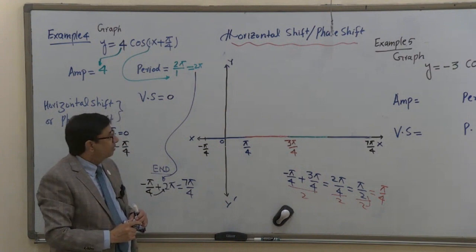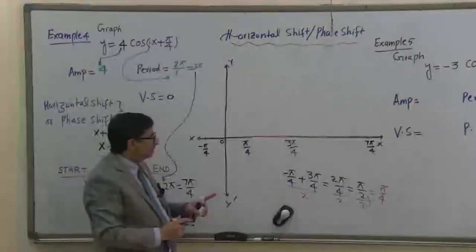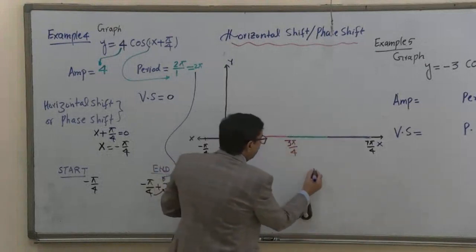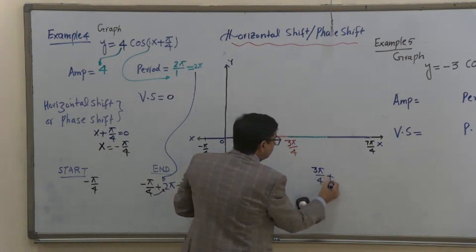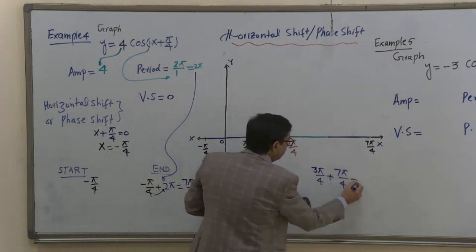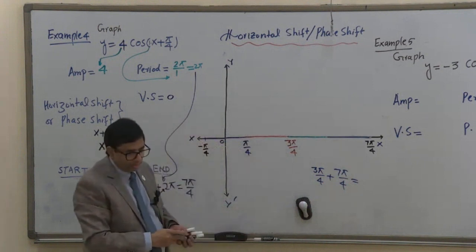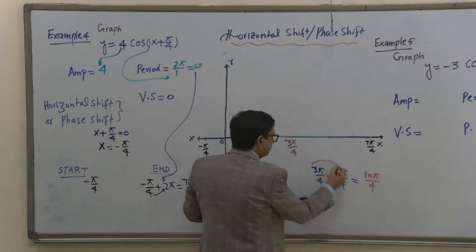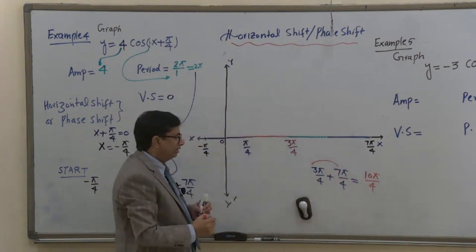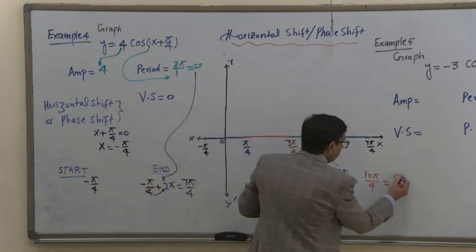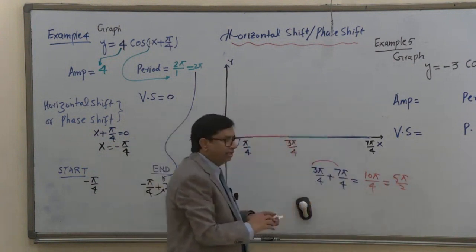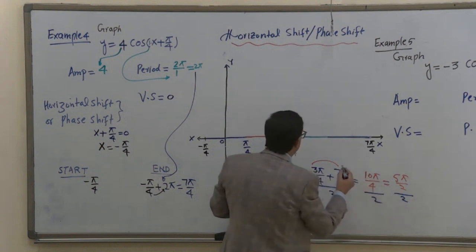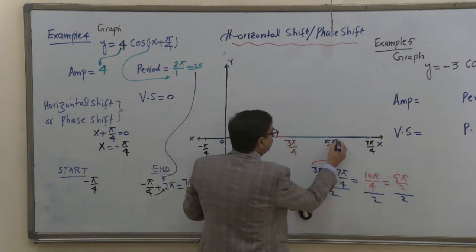No question. Okay. What about the next one? Same thing we do here. Write down the midpoint of this one. So we add 3 pi over 4 plus 7 pi over 4 is equal to what? 10 pi over 4? 3 plus 7, 10. Yeah, 5 pi over 2. Because this is a midpoint, so we divide by 2. So divide everywhere by 2. When you divide by 2, this gives you 5 pi over 4.